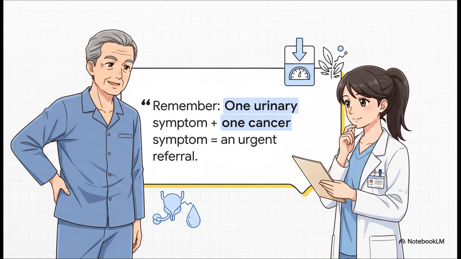So if you remember just one thing from this whole walkthrough, please let it be this. In an older man, one urinary symptom plus one cancer symptom like weight loss or new bone pain, that equals an urgent 2-week wait referral, period. Don't second guess it. It is the safest and most important thing you can do.